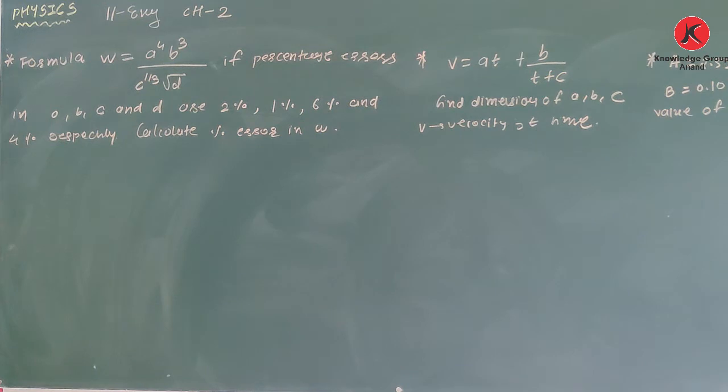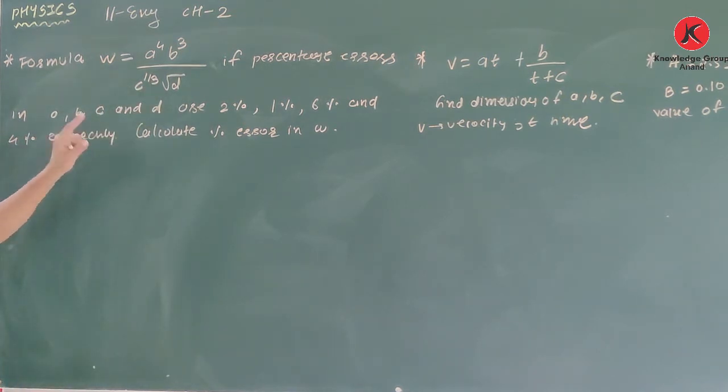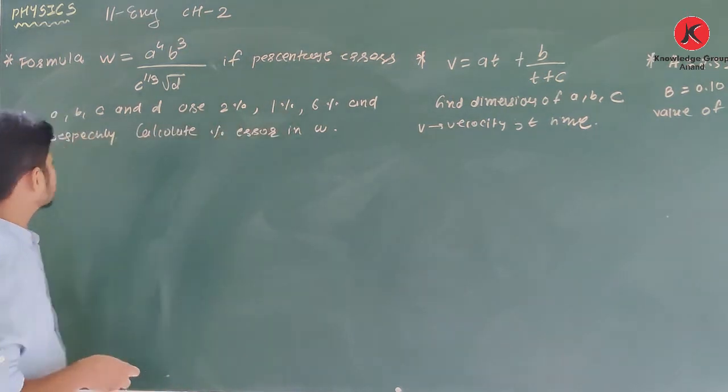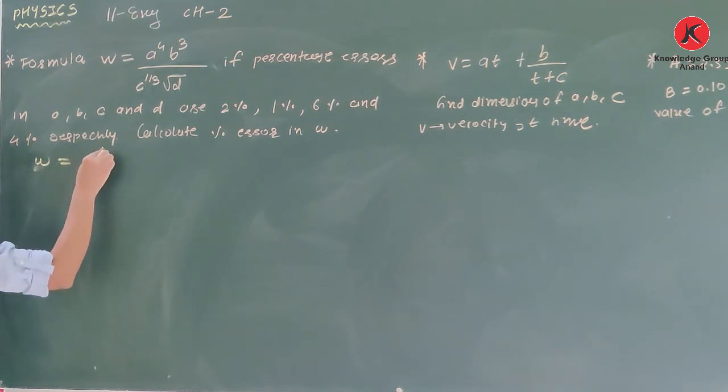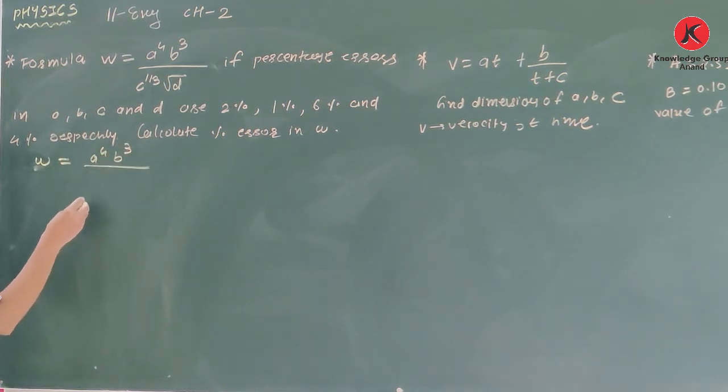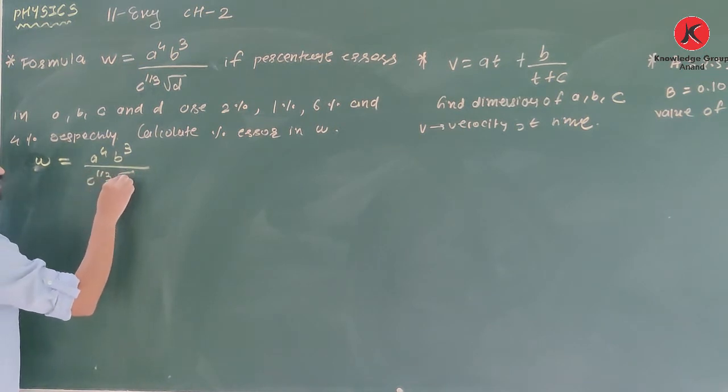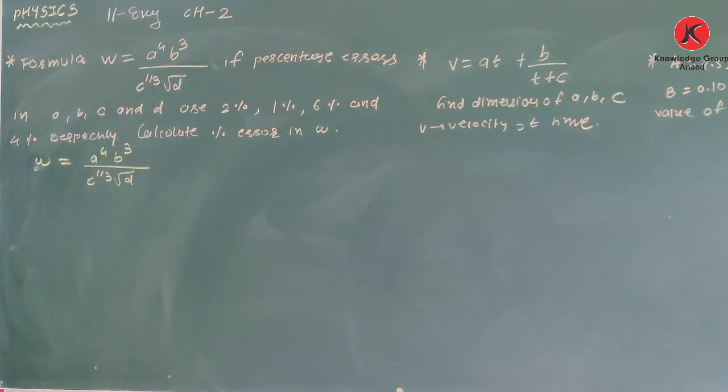Now, the next question. The formula is W equals a raised to 4 b cubed upon c raised to 1 by 3 root d. If the percentage errors in a, b, c and d are respectively 2%, 1%, 6% and 4%, then calculate the percentage error in W. You are given this equation: W equals a raised to 4 b cubed divided by c raised to 1 by 3 and root d. You have to find the percentage error.